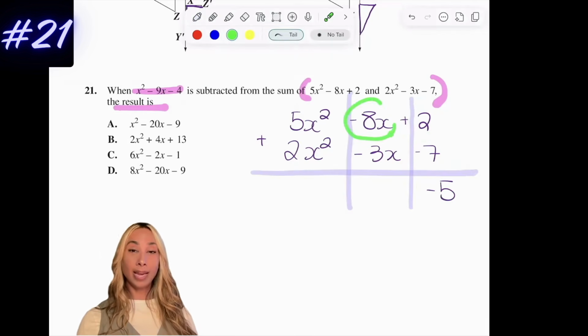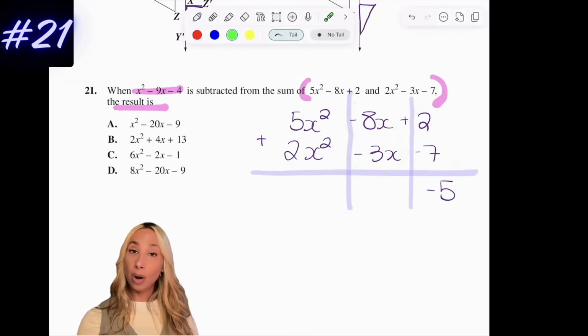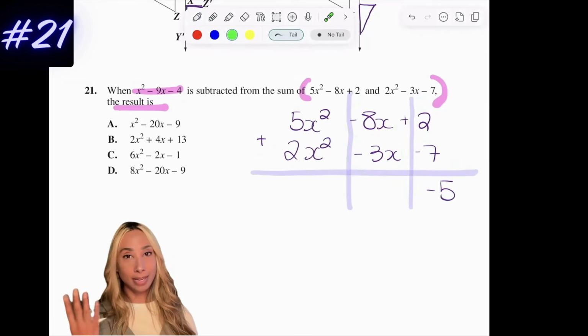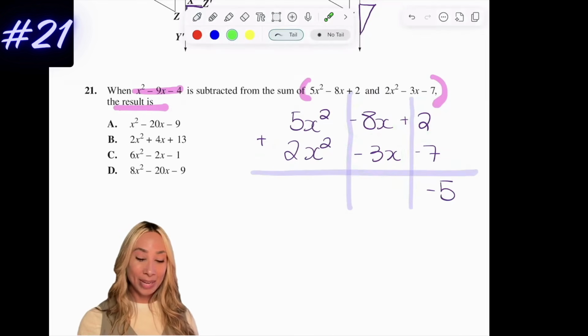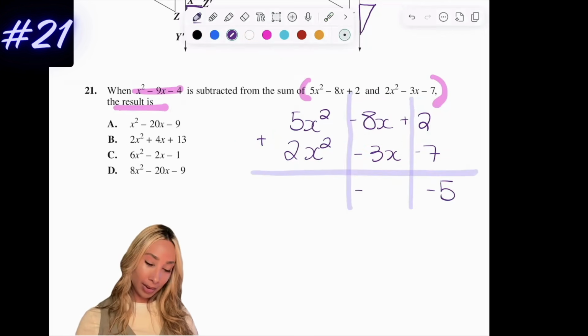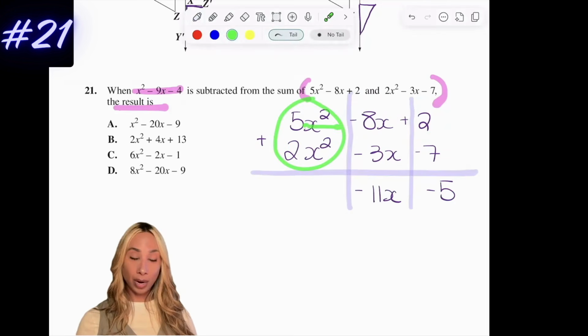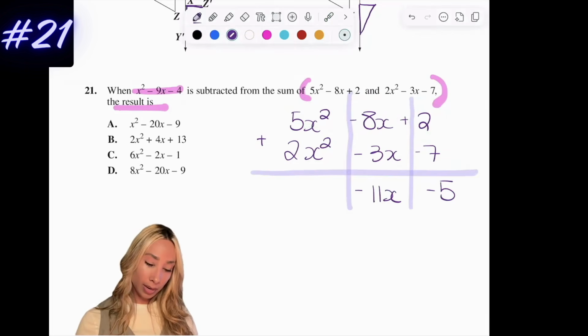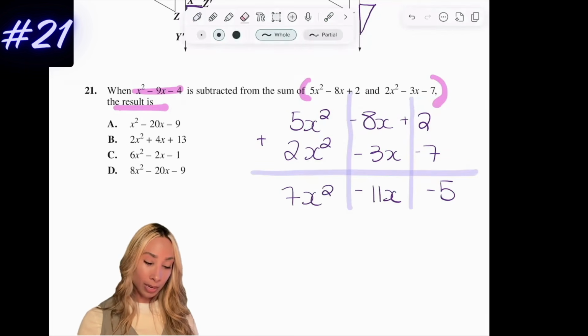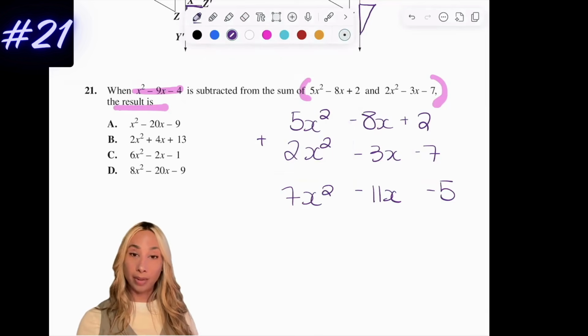I have -8 things and I'm adding it to -3 things. Imagine if you were a tile person, like not tiles like bathroom tiles, but tiles like math tiles. I have red 8 tiles and I'm adding another red 3 tiles. That's going to get me -11x. And finally, with these two, I have 5x squared and I'm adding it to 2x squared. That's going to get me 7x squared. Perfect. So this right here is my answer for the sum of what I have in brackets there.